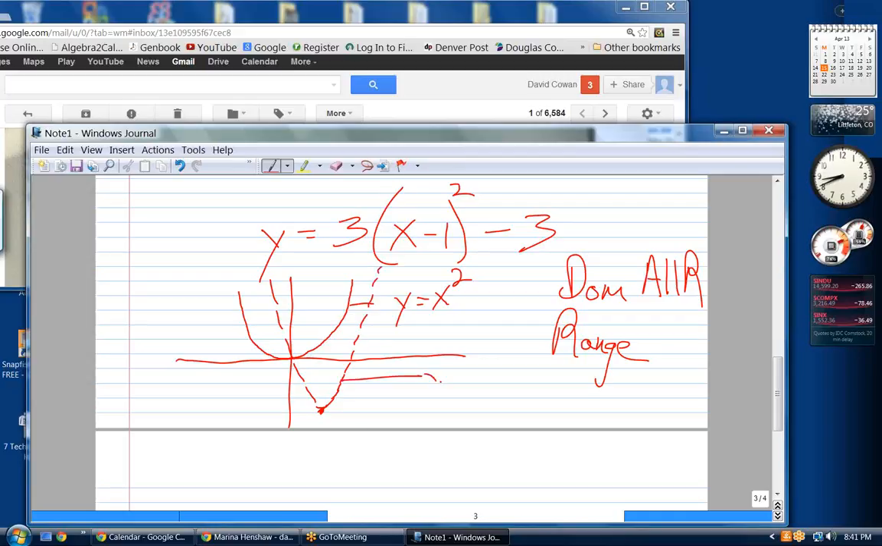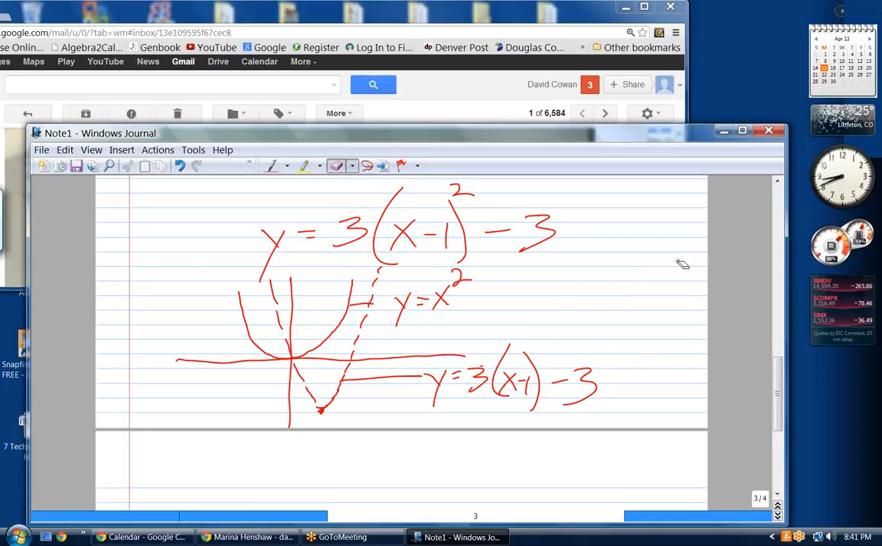This is y = 3 times (x - 1) squared - 3. Well, you've had translations, correct? You know what it means to translate a function to the left or right, or up and down? Yeah, so how does this compare with the parent function? Has it been moved right or left?